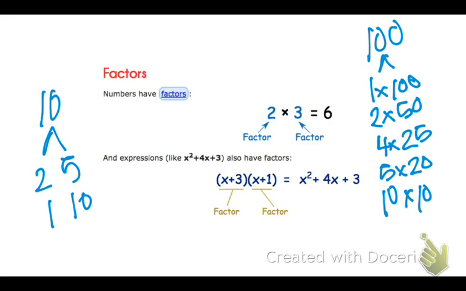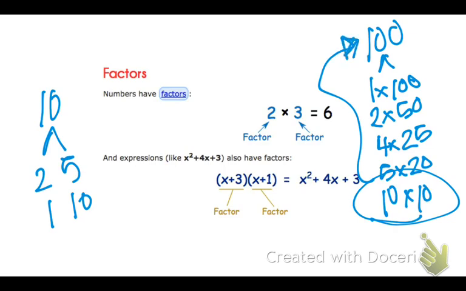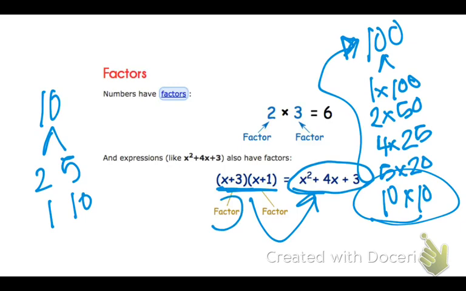So factors are things that are going to multiply together to give you whatever you want to get. So if we're factoring expressions like x squared plus 4x plus 3, well, if we multiplied x plus 3 and x plus 2 together, that is going to give us x squared plus 4x plus 3. So since these two things broken up multiply together to give us this, that means that these are the factors of x squared plus 4x plus 3. Okay.